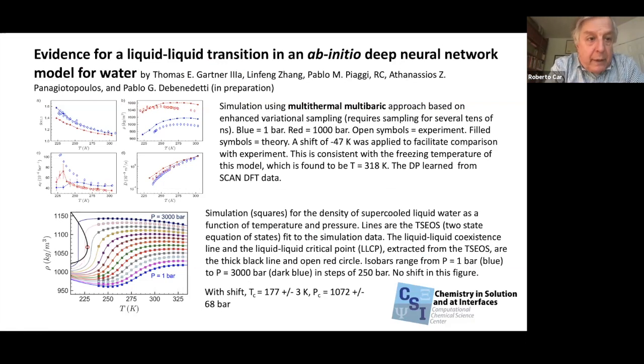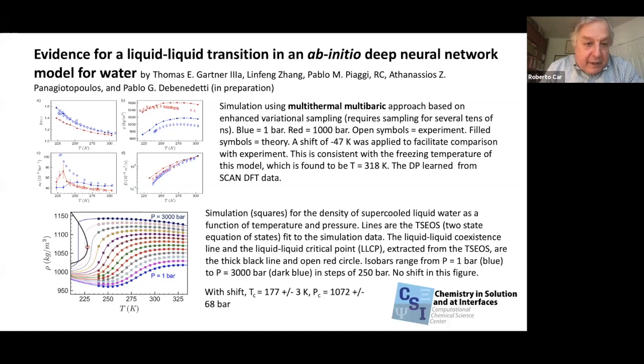In the first one, we have been able to use this neural network representation to study the properties of liquid water at deeply undercooled conditions. You may know that water has many anomalies, and one model describing those anomalies is based on the existence of a critical point at deeply undercooled conditions. Unfortunately, this critical point cannot be reached experimentally, and so computer simulations are very important for that.